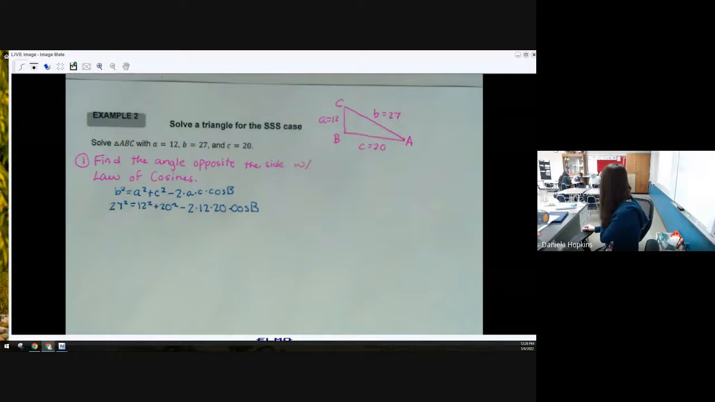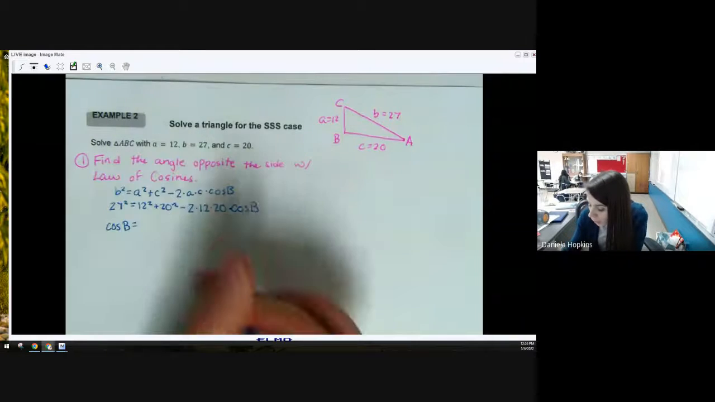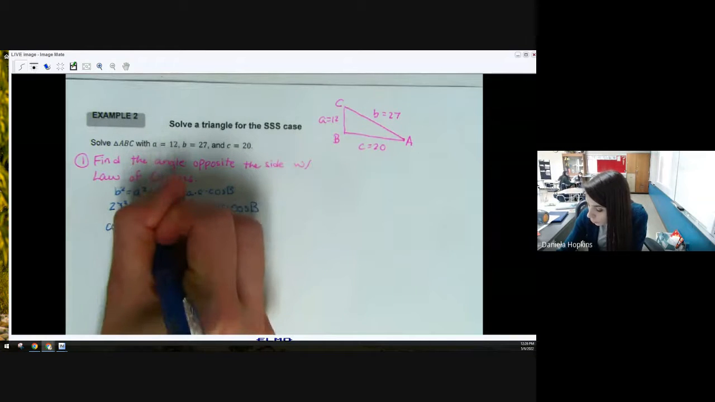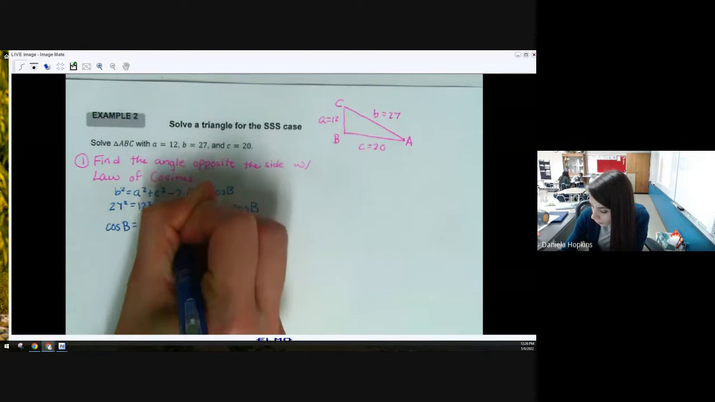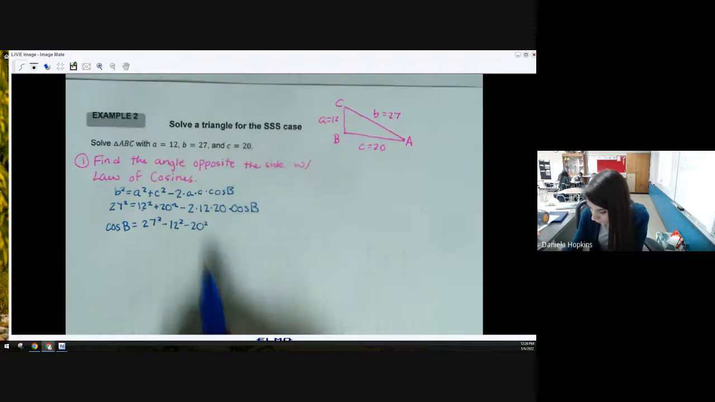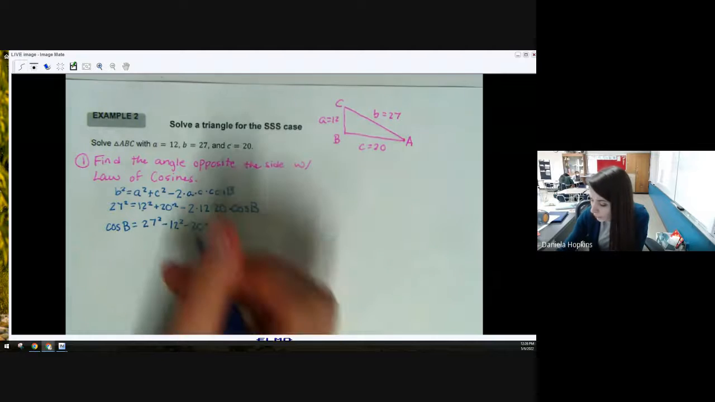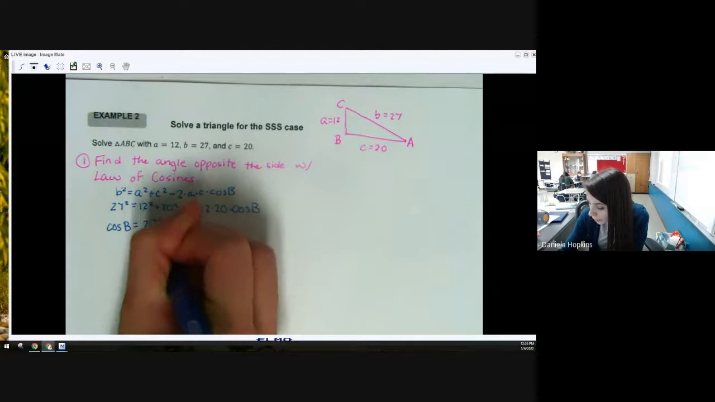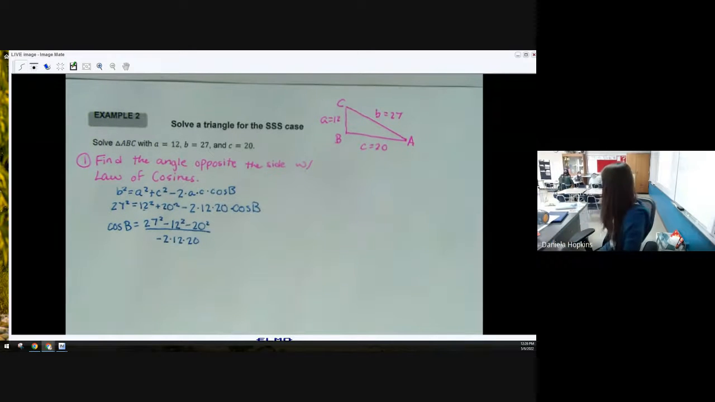So the first thing I need to do is rearrange everything so that I have cosine of b equals. So I'm just going to rearrange. I'll have cosine of b equals, and what I would do is take this 27 squared, and subtract the 12 squared and the 20 squared. So minus 12 squared minus 20 squared. And then this whole thing, I know it's all being multiplied to the cosine, which means I'm going to divide by -2 times 12 times 20. I'm jumping right to this. Are there any questions about how that works? Sydney looks skeptical, but she's like, all right, I'll buy it.